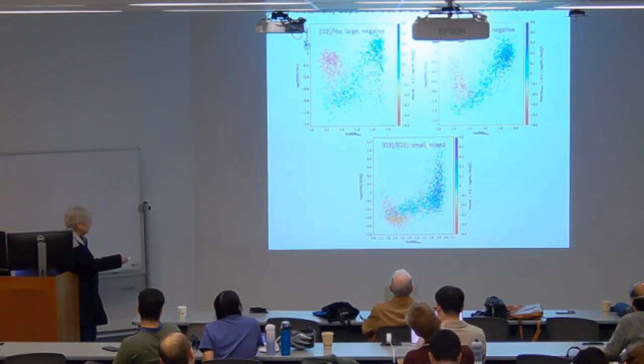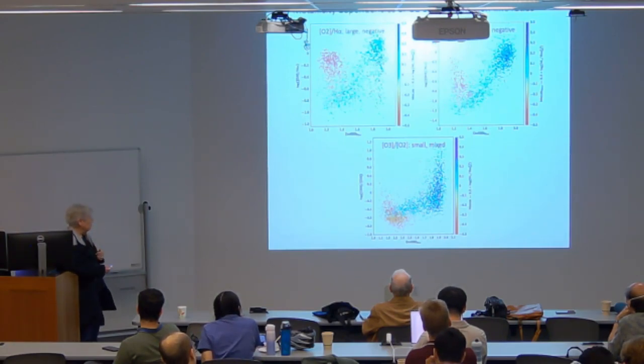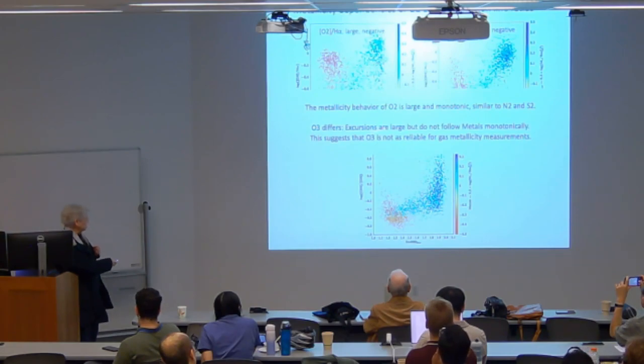Here's another ratio that people often use, O3 to O2, to measure gas metallicities, and that's a very confusing ratio according to the data set. It'd be hard to conclude much from it. Okay, so my main point from that slide is that the metallicity behavior of O2 is largely monotonic, but that O3 differs.